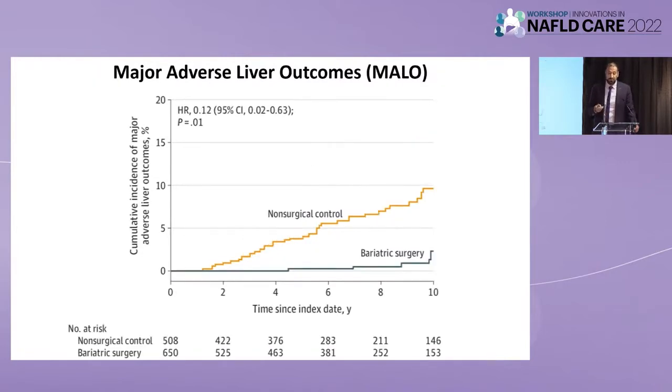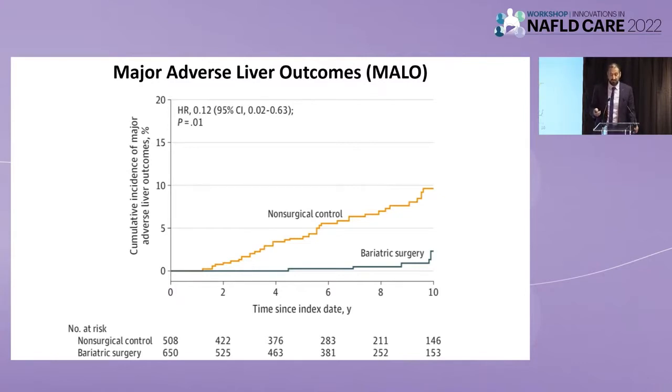And more importantly for us as hepatologists, when you look at major adverse liver outcomes, also clear separation. It didn't take a long time to see that separation, and there was an 88% reduction in progression to cirrhosis or developing hepatic decompensation. So if you lose weight with bariatric surgery, you're going to achieve the most important thing, which is reducing mortality in patients with NASH.